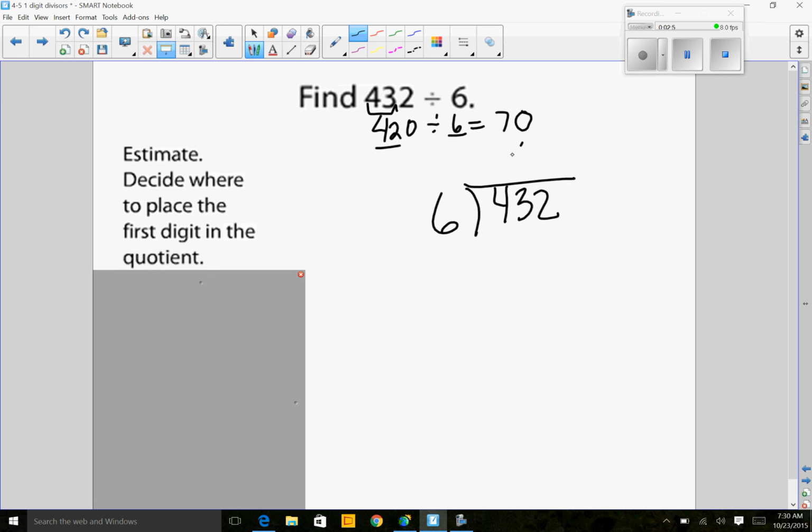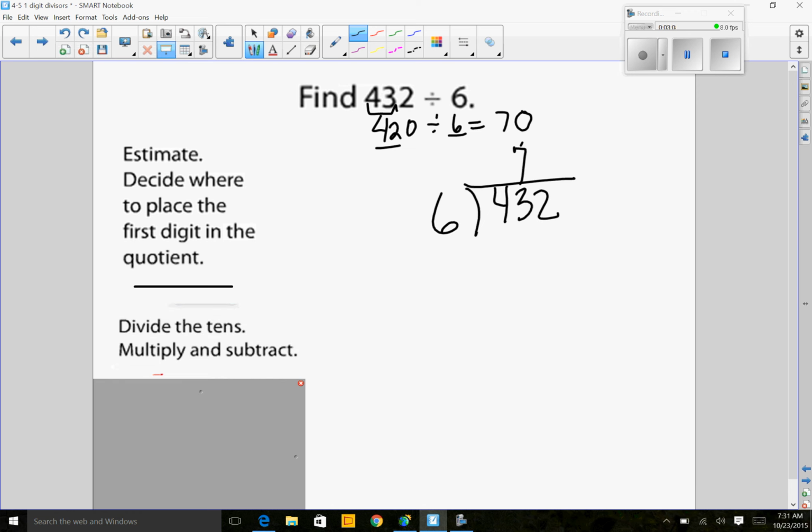Okay, so 6 can go into 43 7 times. And this also gives me a really good starting place. I know that 7 times 6 is 42, so there's a good chance that this first digit is going to be a 7. So I divide the tens and multiply and subtract. I'm here in the tens column, and now I'm going to multiply. 7 times 6 is 42, and now I'm going to subtract, and I get 1.